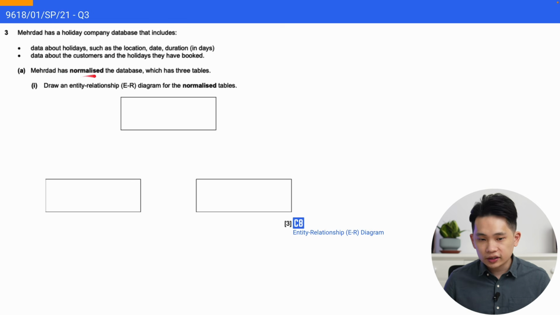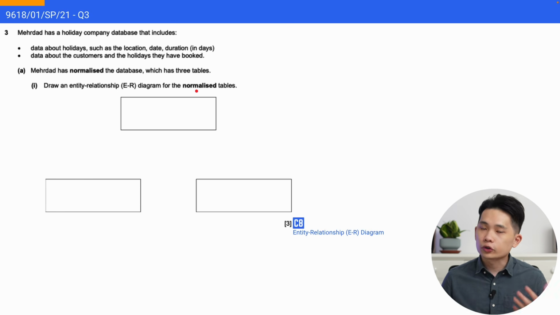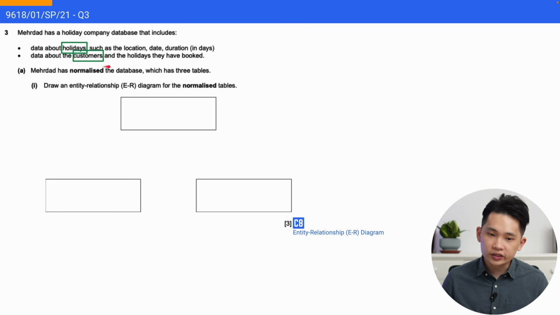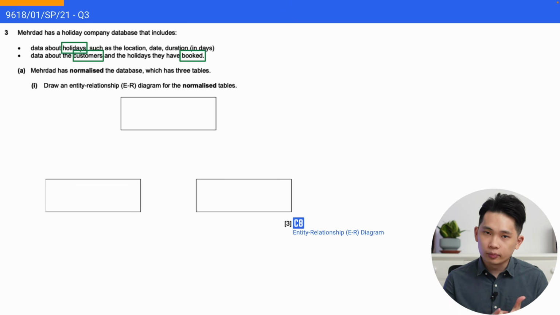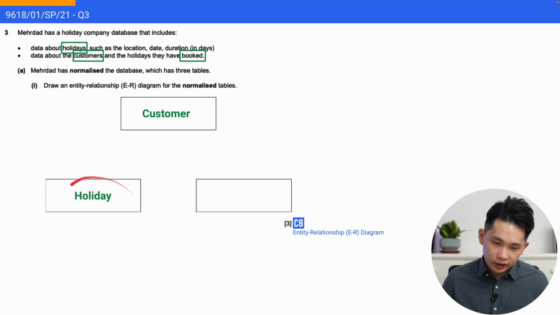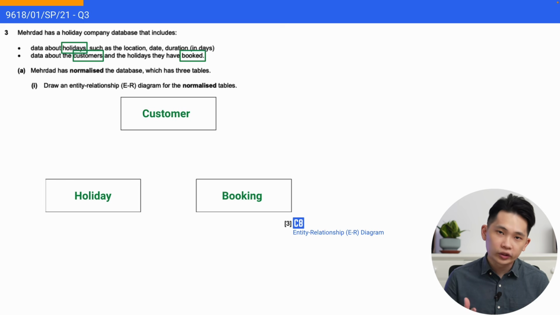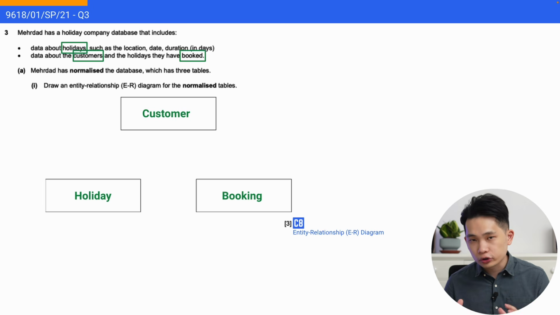Murdoch has normalized the database which has 3 tables. Draw an entity relationship ER diagram for the normalized tables. So the keywords for this question will be holidays, customers and booking. Based on the keywords, we roughly know that we need a table for holidays, customers, as well as one for booking. Therefore, the first table will be customer, and then we have holiday, and finally we have booking. The next thing that we have to do is identify the relationship between them.